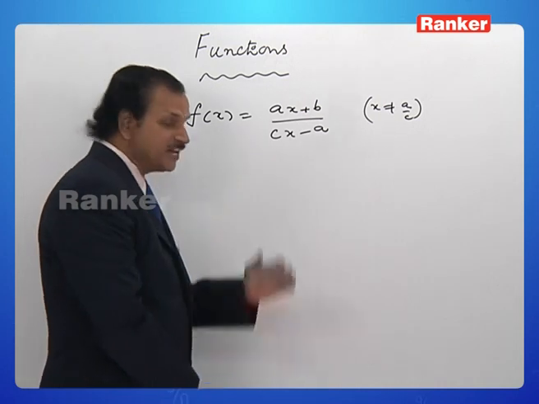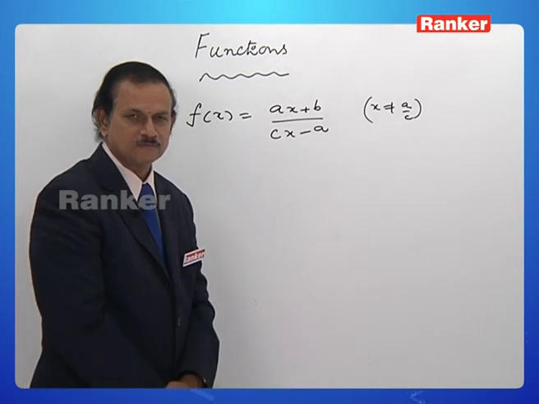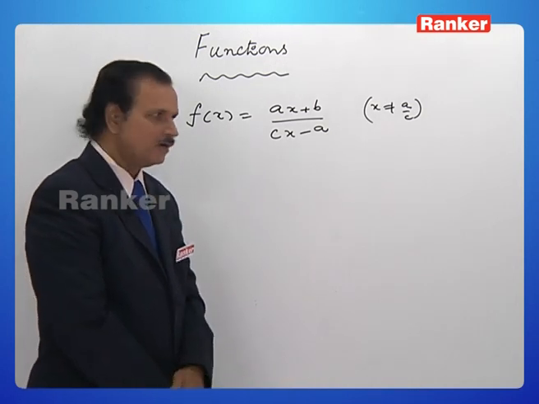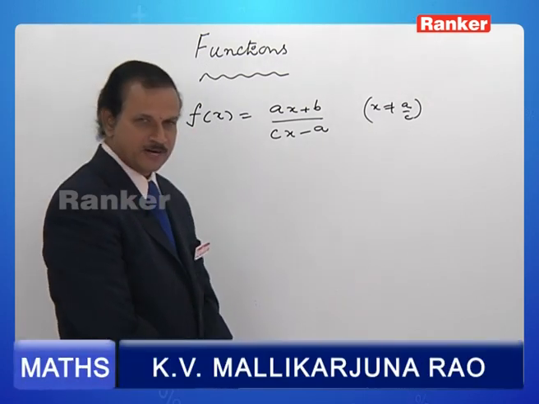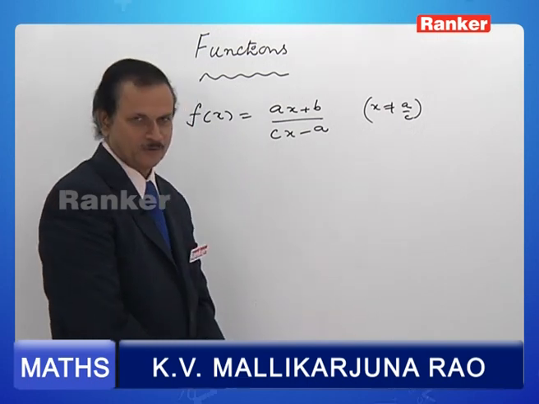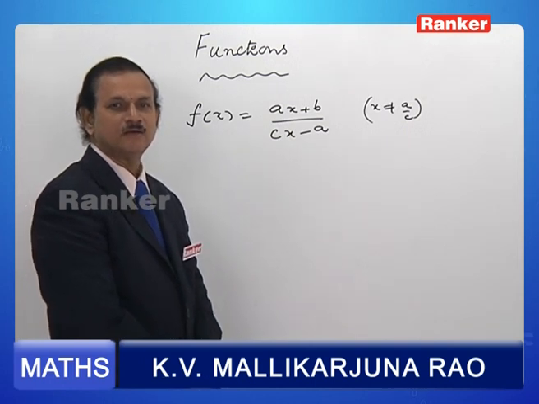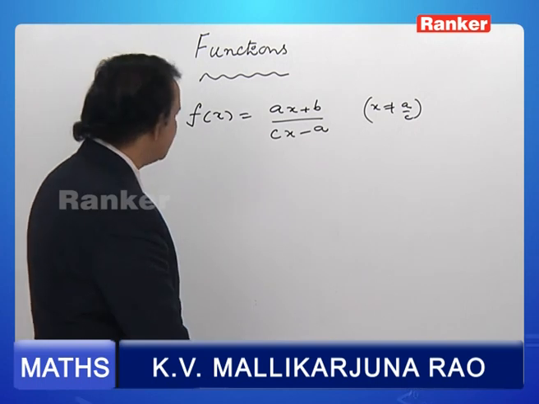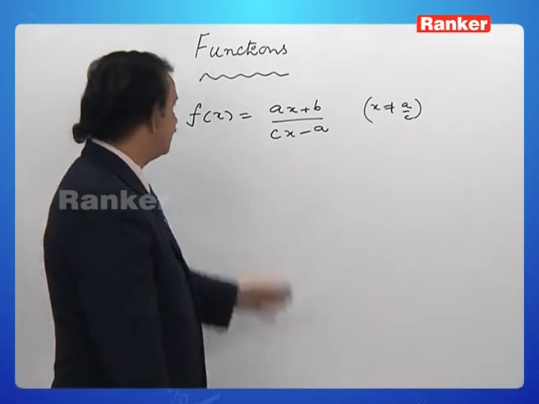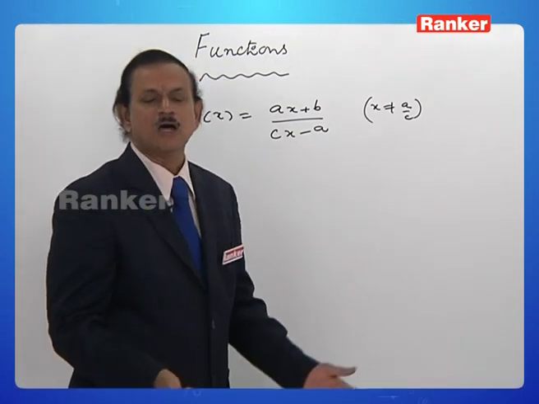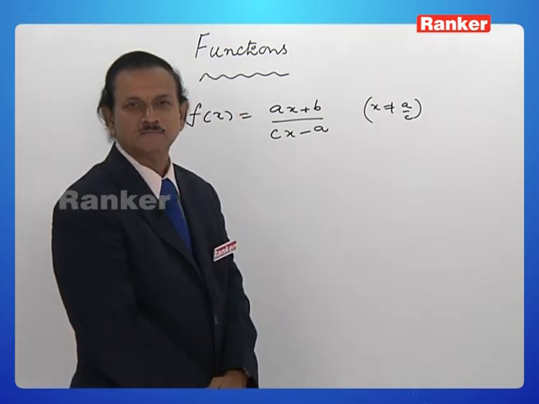You please observe very carefully about the nature of this function. It is a fraction. Numerator is a linear expression. Denominator is also a linear expression. Coefficient of x in the numerator by coefficient of x in the denominator. What is that? a by minus a. What is it? Minus 1. You can easily observe that this is the inverse of itself. You can find f inverse with the usual customary procedure or by using the formula also. You will get f inverse as the same one.